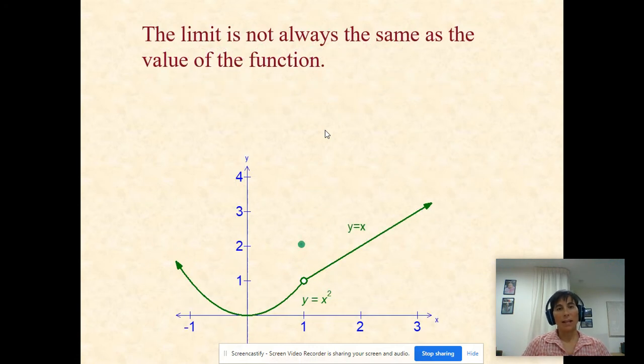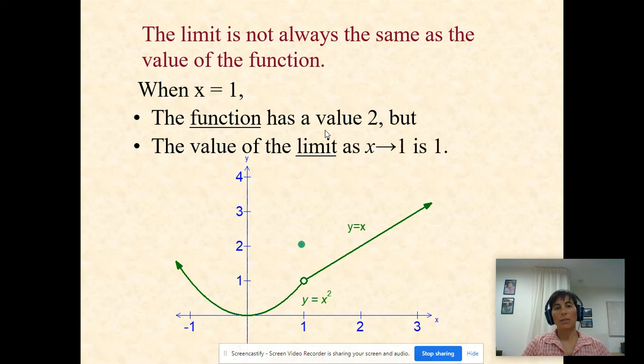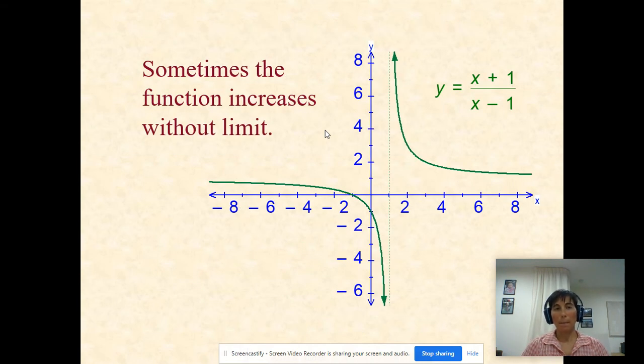The limit is not always the same as the value of the function. So in this example, you can see here, we've got a parabola y equals x squared up until x equals 1. And then for x is greater than 1, we've got a straight line y equals x. But that solid green dot at x equals 1 is in fact the function value. So the function has a value of 2, but the value of the limit as x tends towards 1, using your fingers again, is that y equals 1. So therefore, this is what we call the limit as x tends towards 1 is 1.